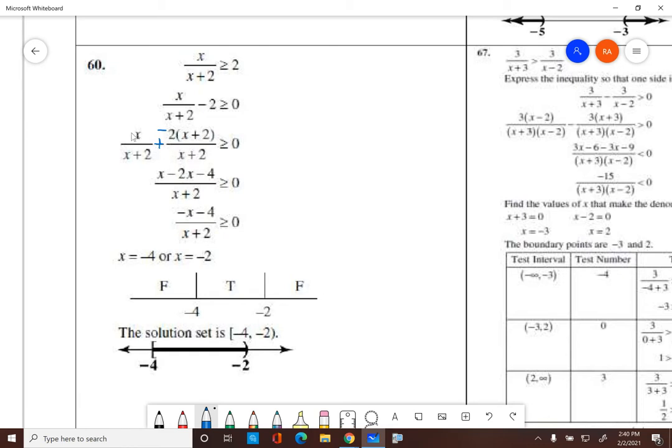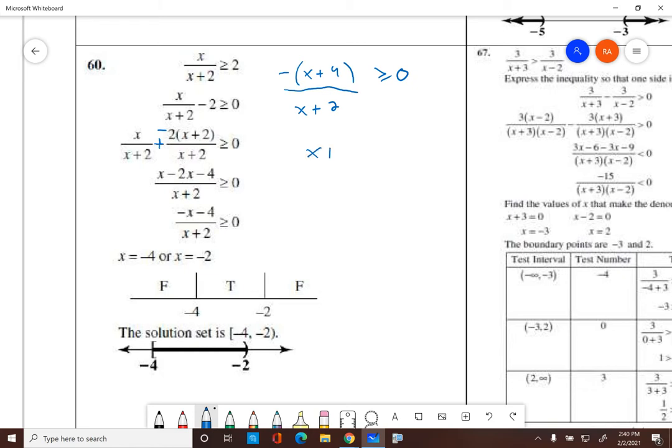Add my numerators, x minus 2x minus 4, all over the common x plus 2, which would simplify to negative x minus 4 over x plus 2. Okay, so if I factor that negative out, again, I like writing it like this, over x plus 2. I want to know, when is this greater or equal to 0?